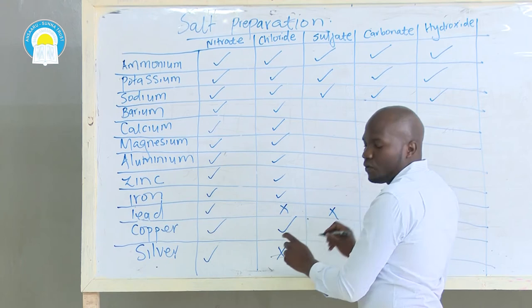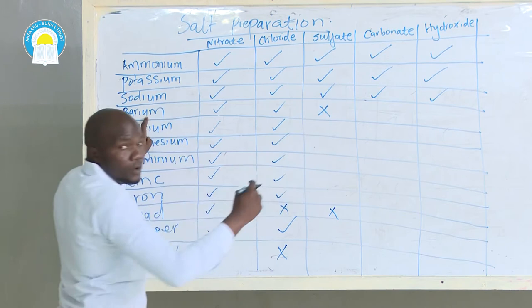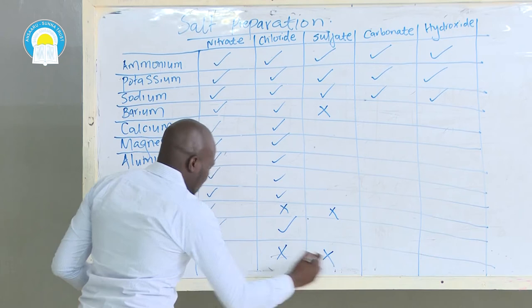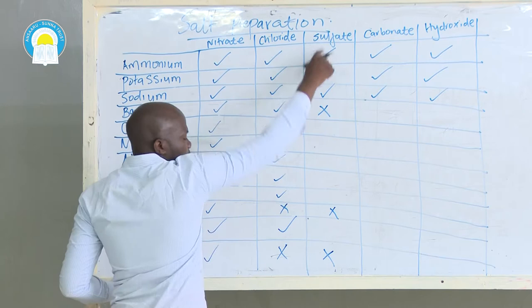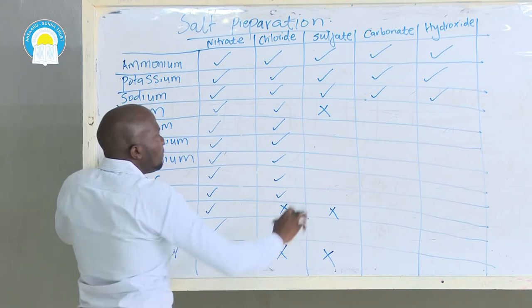Another one which is insoluble is barium sulfate. Barium sulfate, where is it? Barium sulfate is also insoluble. Another salt that is insoluble is this one. Silver sulfate is here, because we have sulfates. So silver sulfate is insoluble. Another sulfate that is insoluble is calcium sulfate. Calcium sulfate is also insoluble.